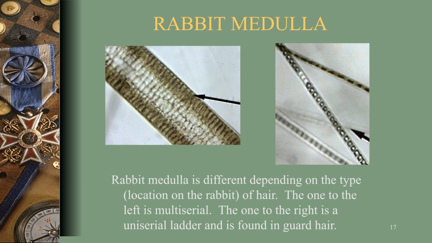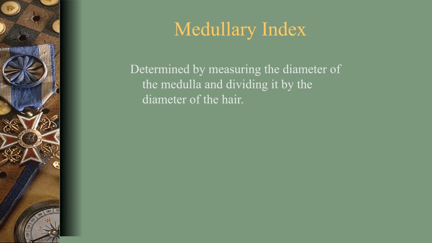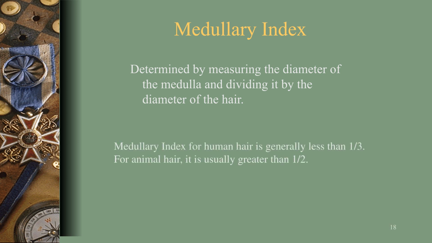The appearance of the rabbit medulla varies by hair type. The multiserial pattern is shown on the left, while the uniserial ladder pattern, typical of guard hair, is shown on the right. The medullary index is determined by dividing the diameter of the medulla by the total diameter of the hair. Generally, human hair has an index less than 1/3, while animal hair is usually greater than 1/2.